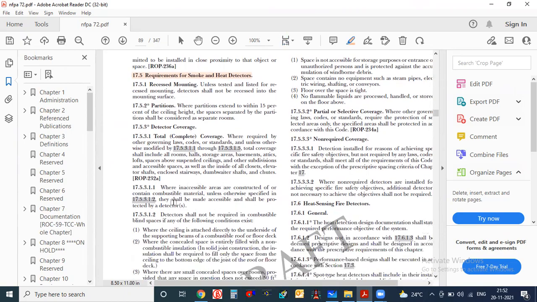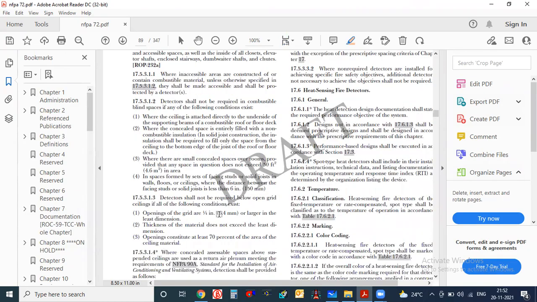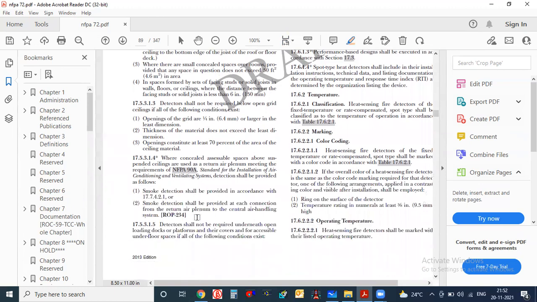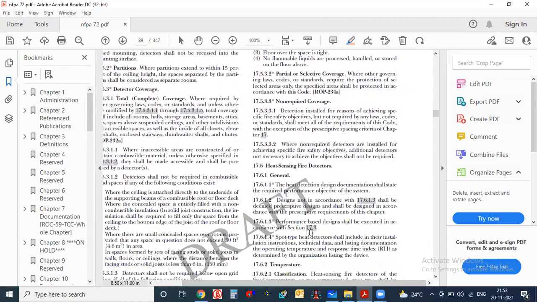Okay, they have not given any coverage here, you need to search, and certain points and clauses are given. And here you see they have given one range, 50 square feet, 4.6 square meter, where the ceiling is attached directly to the, okay, some things are given here. Detector shall not be required underneath open loading docks and or platforms. Some things are given here, but still we haven't found any coverage area. They have not given specifically any coverage area.